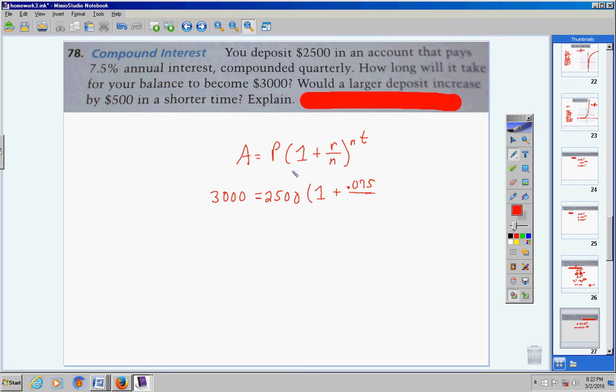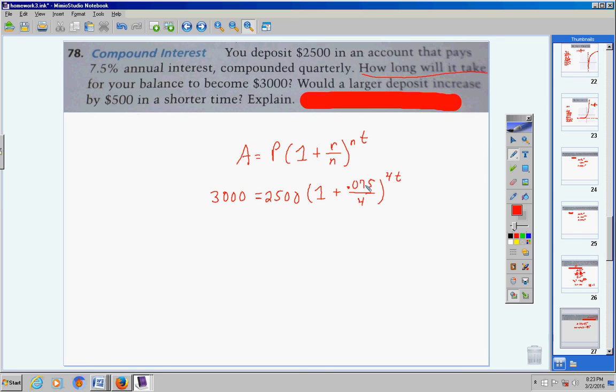So if it's compounded quarterly, that means in 1 year I'll have 4 compoundings. And that's what N stands for. The number of times interest is compounded, or the number of compoundings in 1 year, which is 4. So up here my N is 4, and my T is what I'm looking for. How long will it take? That's what I'm looking for, is T.